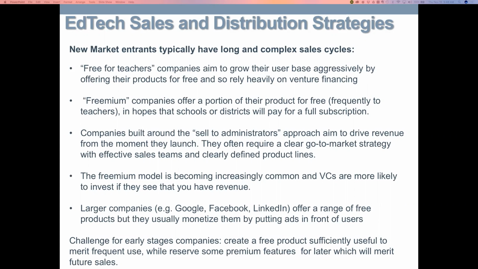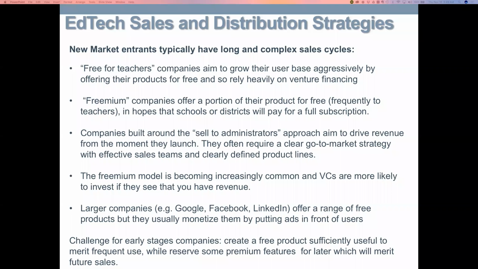And companies that sell to administrators have to drive revenue from the moment they launch. They often require a clear go-to-market strategy, effective sales teams working around the clock, and clearly defined product lines. And the freemium model is popular now, and more VCs are supporting it, because they see that there is revenue.